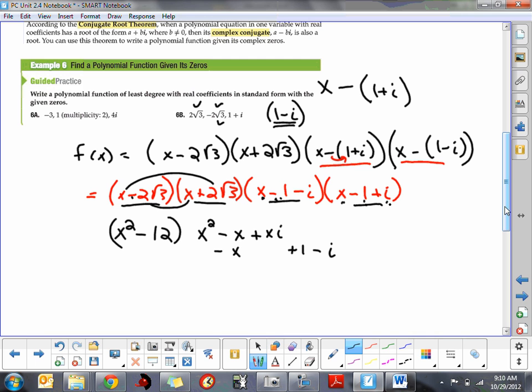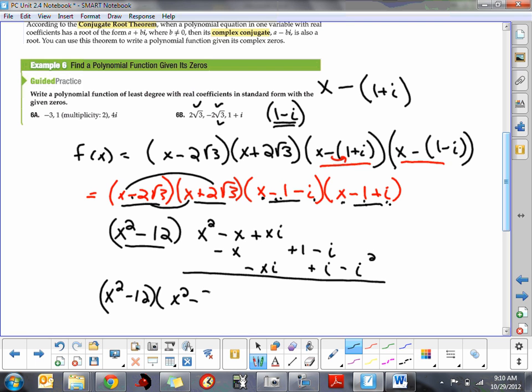Now I've got to multiply through by negative i. So negative i times x is a negative xi. So that's going to be a negative xi. Like term is here. A negative i times a negative 1 is a positive i, so plus i. Negative i times a positive i is a negative i squared. So I still have this factor of x squared minus 12 that I need. And now I've got to collect all the like terms that I got from here. So what we have is x squared minus 2x. These will reduce to 0. These will reduce to 0.